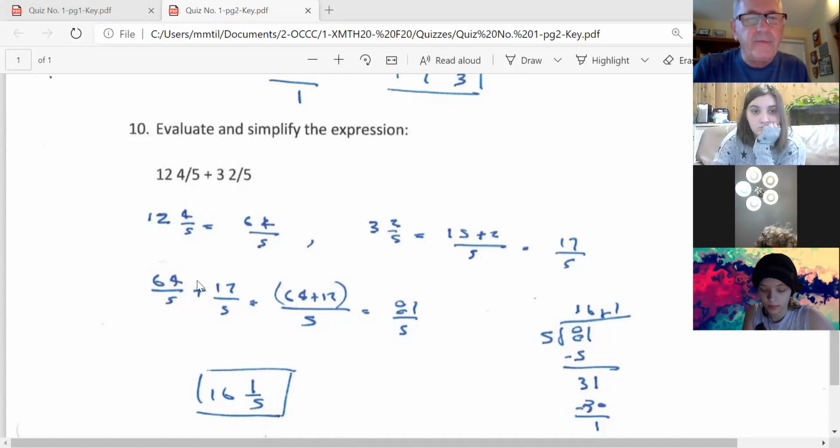What I did is I chose to convert it into an improper fraction. I made this 12 and 4/5 into 64 over 5. I made this 3 and 2/5 into 17 over 5. Then I added the numerators together and I got 81 over 5. Then I had to do the manual math and divide the 5 into 81. 5 into 8 is 1. 1 times 5 is 5. Subtract that from the 8. Gives you 3. Bring down the 1. 5 into 31 goes 6 times. 6 times 5 is 30. 1 left over, so it's a remainder of 1. So it becomes 16 and 1 over 5.